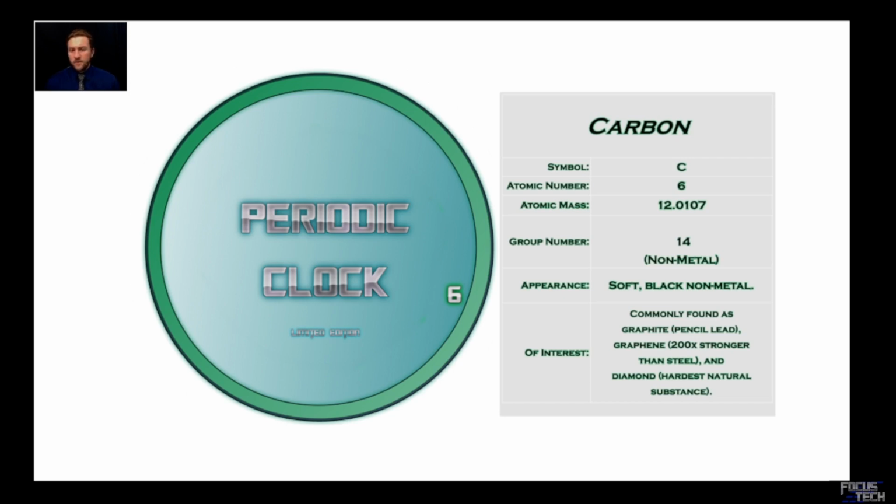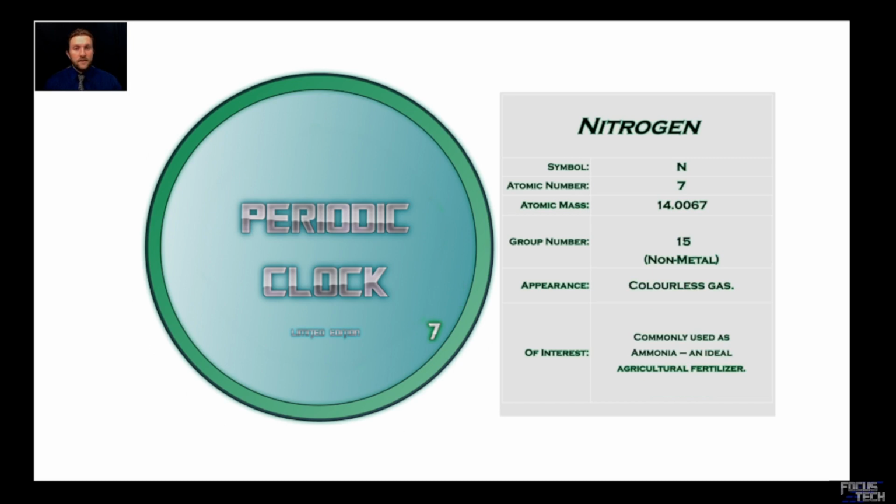We have graphite, which is found in pencil lead, graphene, which is a really, really strong material. It's about 200 times stronger than steel, and we have diamond, which I'm sure we all know really well, nice and sparkly.